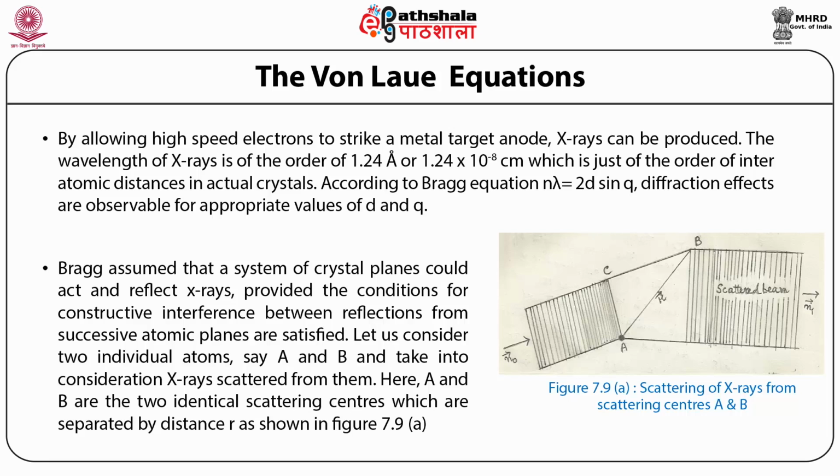Let us consider two individual atoms, say capital A and capital B, and take into consideration X-rays scattered from them. Here capital A and capital B are two identical scattering centers which are separated by a distance small r, as is shown in figure 7.9a. Figure 7.9a shows scattering of X-rays from scattering centers capital A and capital B.